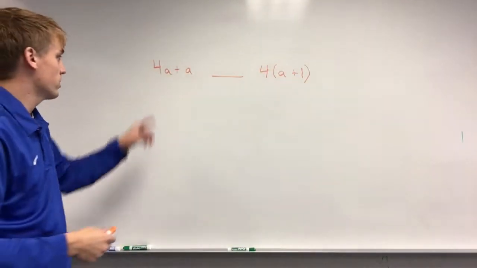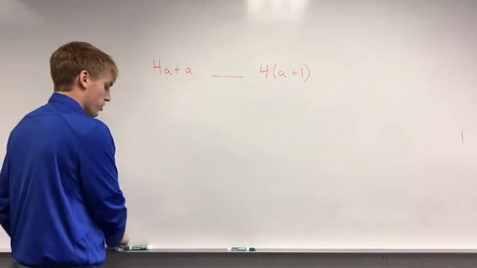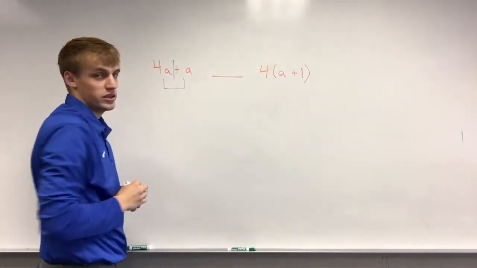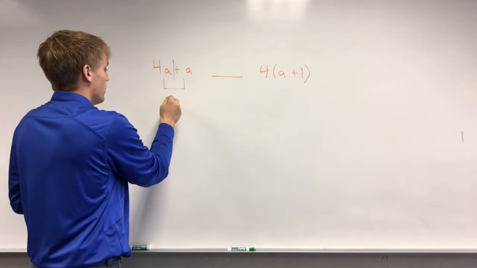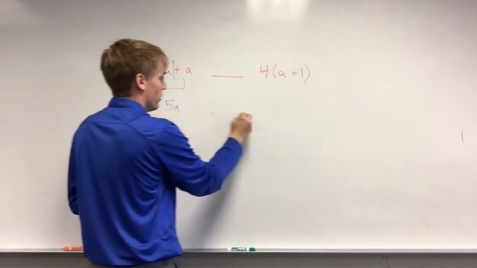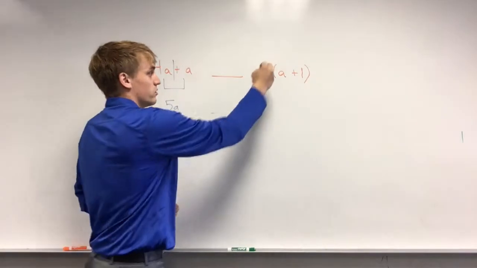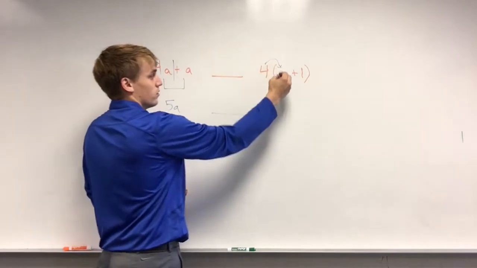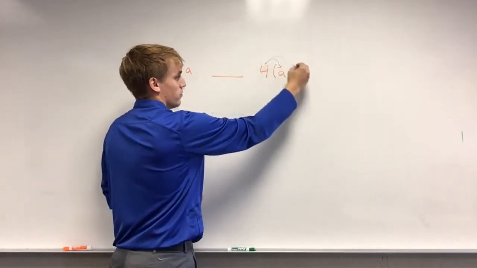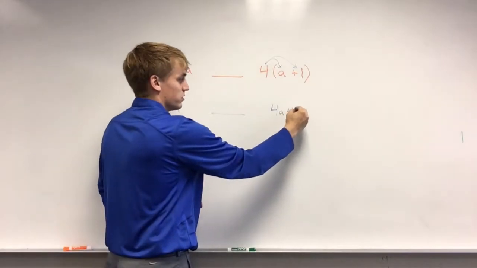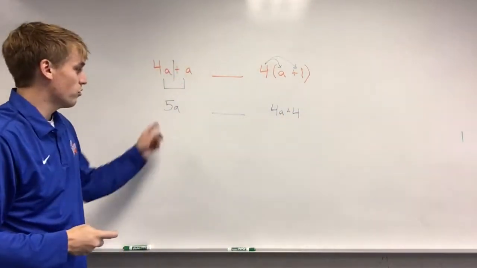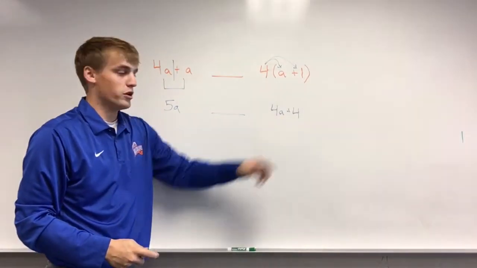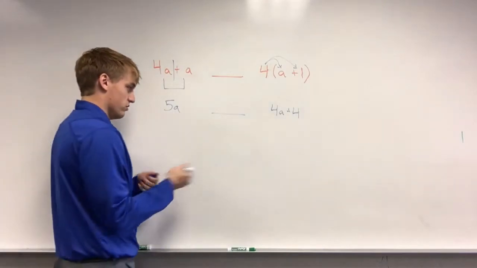So let's try this again. We're going to add 4a plus a, or we're going to try to combine those by simplifying them. 4a plus a, those are like terms because they both have the same variable. That gives us 5a. Over here, we have to distribute. So we're going to get 4 times a, which is 4a, and 4 times positive 1 is plus 4. Excuse me, 5a compared to 4a plus 4, are those equal? Obviously those are not equal.